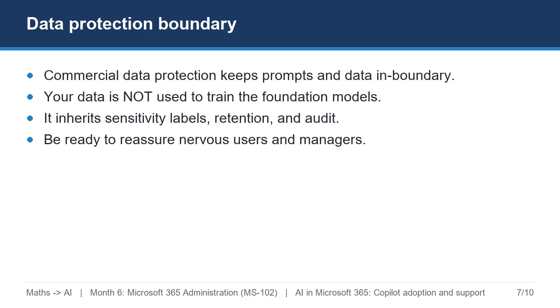Users and managers will ask, quite rightly, where their data goes. Under commercial data protection, your prompts, the data Copilot retrieves through Graph, and the responses it generates stay inside your Microsoft 365 service boundary, and are not used to train the underlying foundation models. Copilot also inherits your existing compliance controls, sensitivity labels, retention, and audit logging. Knowing this lets you calmly reassure people who are nervous about AI and their data.